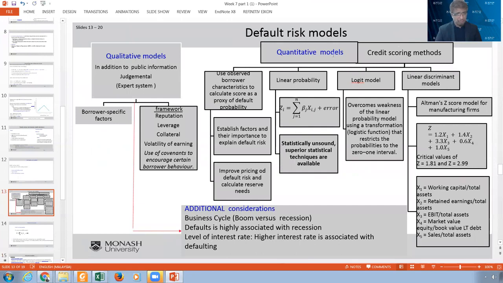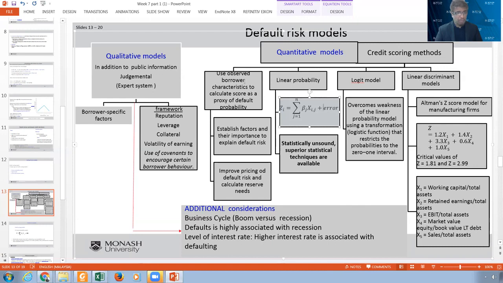This is the quantitative model, and I will explain the three models in a while: the linear probability model, the logit model, and the linear discriminant. All of these have calculations and formulas. Don't worry, the formulas sometimes look scary, but the way we calculate them is very easy. Then we calculate the Z values for them. Now, I will explain what those three models are.